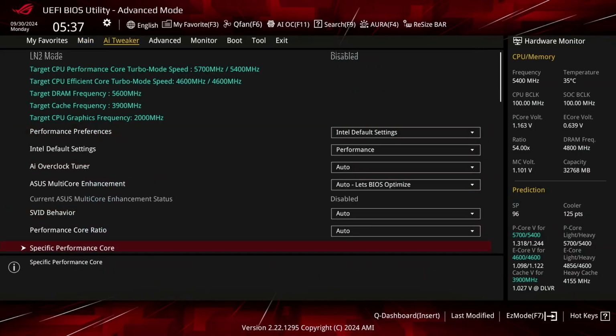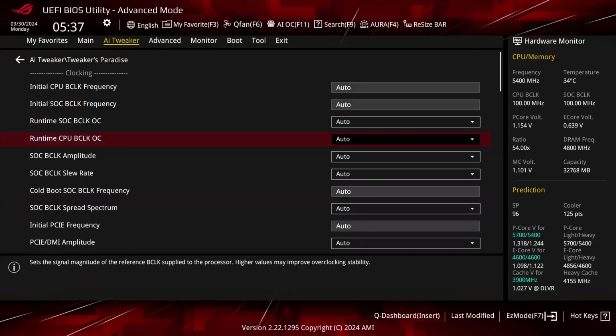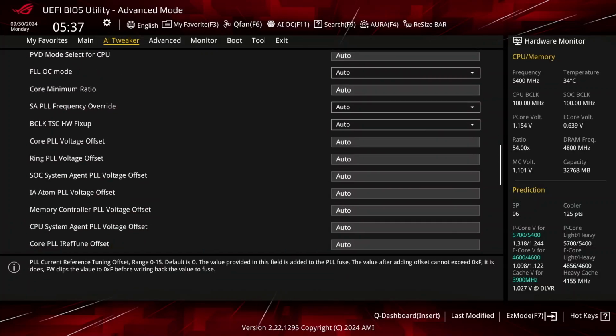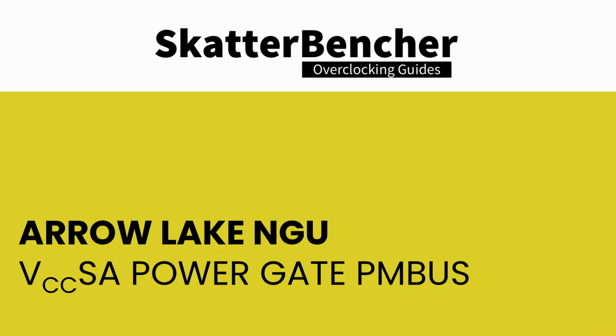In the ASUS ROG BIOS, you can configure the NGU voltage in the AI Tweaker Tweaker's Paradise submenu. Fortunately, there's a second way to approach PowerGate mode. Ignore the SVID stuff and program the VCCSA voltage rail directly over PMBus. That basically means that we have direct control over the VCCSA voltage output.